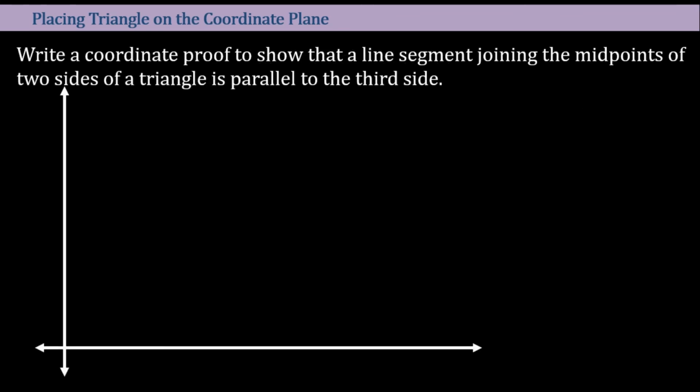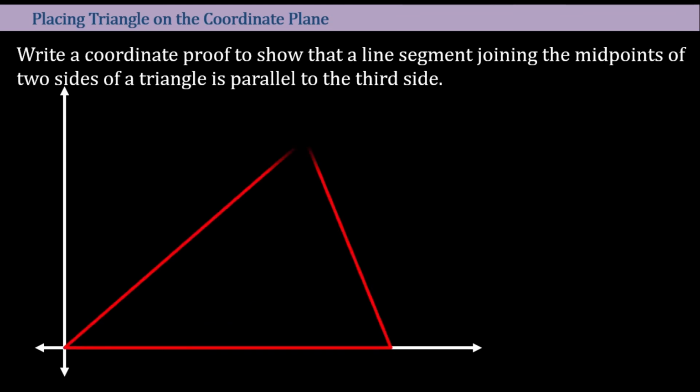Now we're going to answer some questions, or prove some questions, using what we've learned in this lesson. In this problem, we will write the coordinate proof to show the line segment joining the midpoints of two sides of the triangle is parallel to the third side. First things first, we need to place a triangle. It doesn't necessarily mean what kind of triangle. Any triangle will do. For this illustration, I will be drawing this triangle.